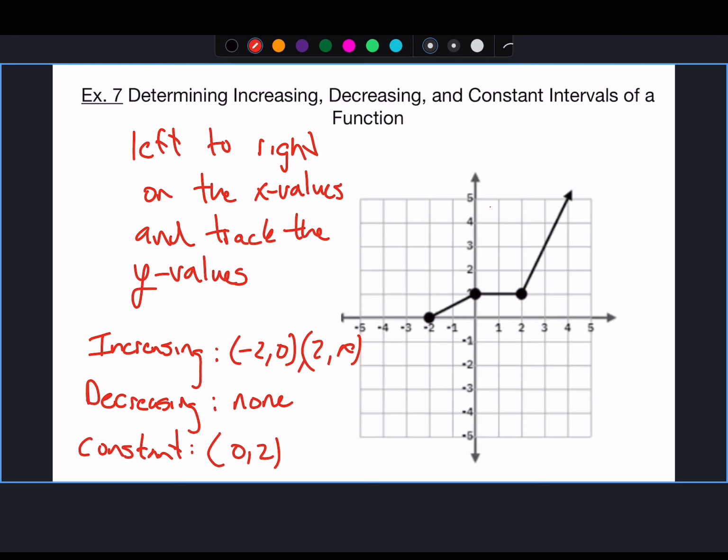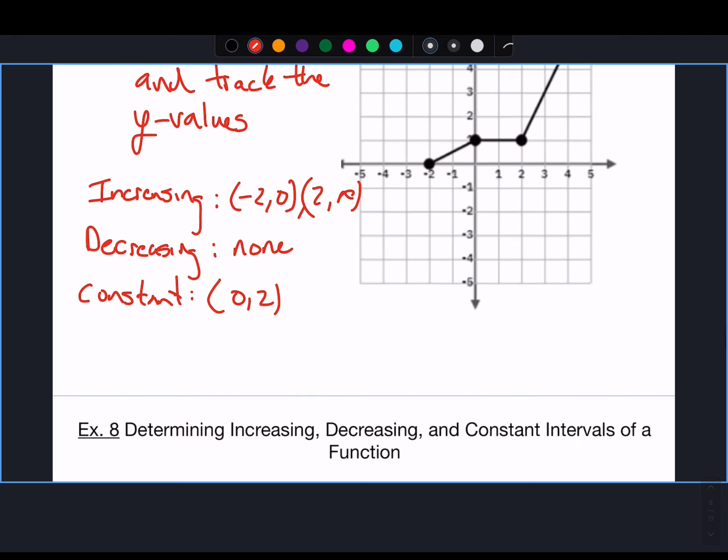Not bad, right? So far? So what do we use to determine the intervals of increasing and decreasing? Which values do we use? We use x values, and which values do we track the increasing, decreasing, or constant? The y's. Okay.